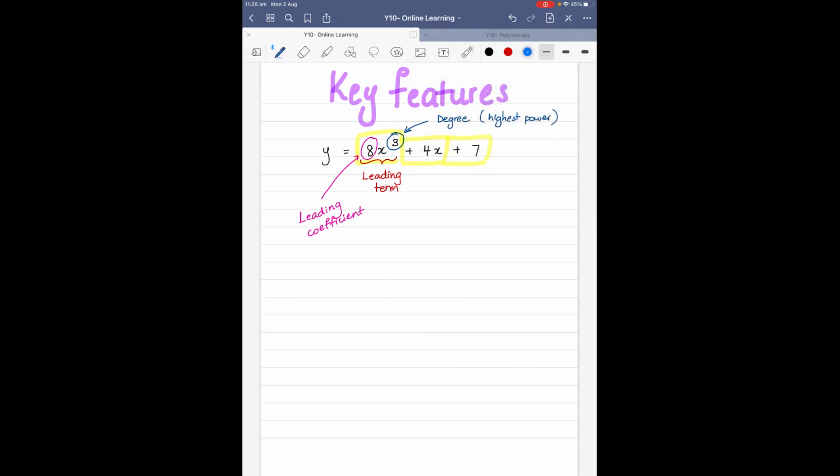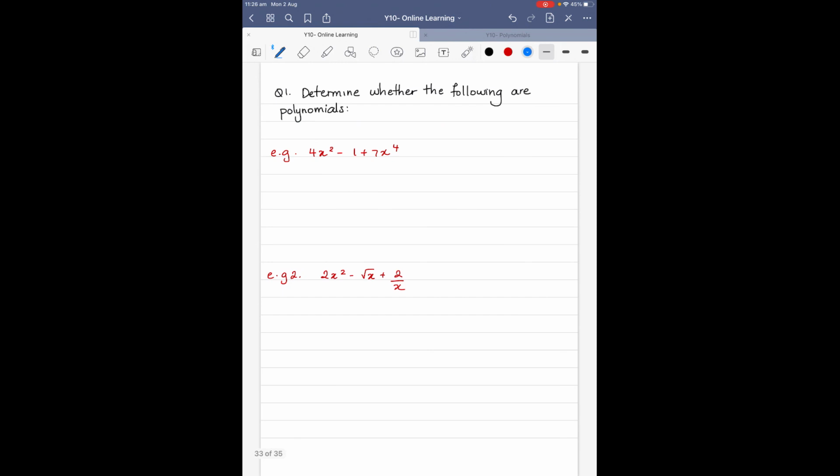And the last thing you need to know is, see how this one has no x in it? It's on its own, constantly on its own. We call it a constant. Alright, I'm going to give you guys 2 examples. First example, determine whether the following are polynomials. So just by looking at this, we see that this is a positive power. This one has no x on it, so we can ignore that. This one has an x and the power is 4, which is positive. Therefore, it is a polynomial.